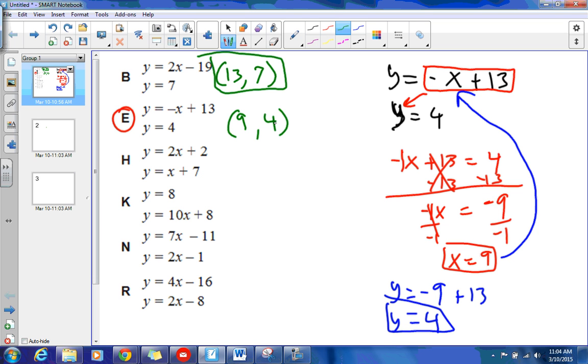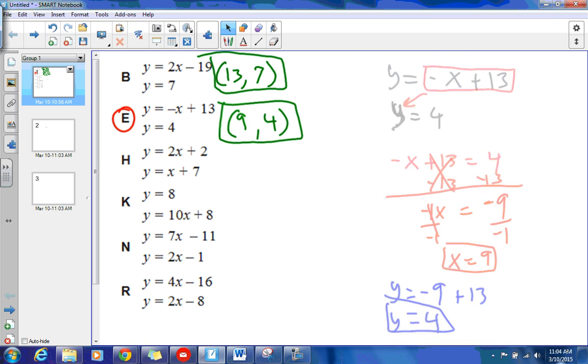Okay, we have our x, we have our y. There's the solution, we're done. So we've got letter E. All right, and then you can plot that on your sheet. So let's go ahead and delete that. Hopefully you have the work written down.